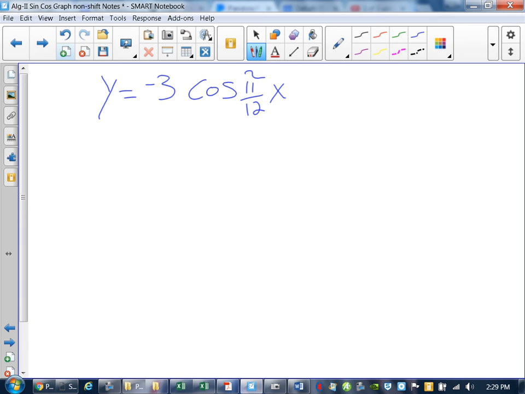All right. So we'll do negative 3 cosine of pi over 12x. What's that? Did you want to do it on your own? Yeah, go for it. Try it out. No worries. No rush. You guys are ahead of where I figured you'd wind up at today, so no problem.